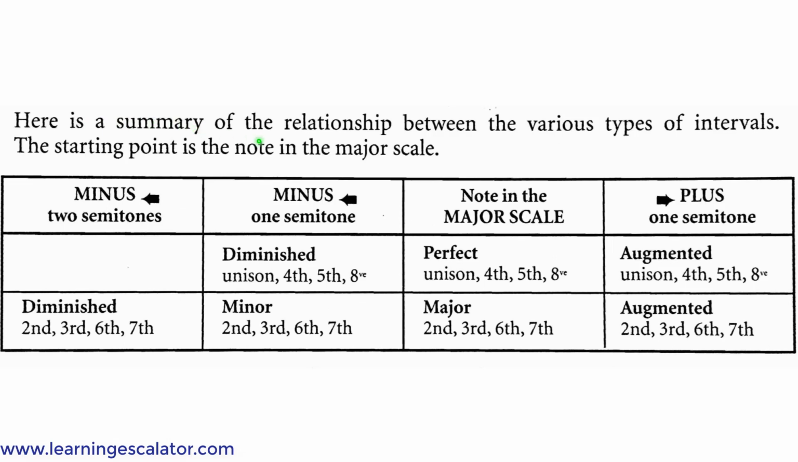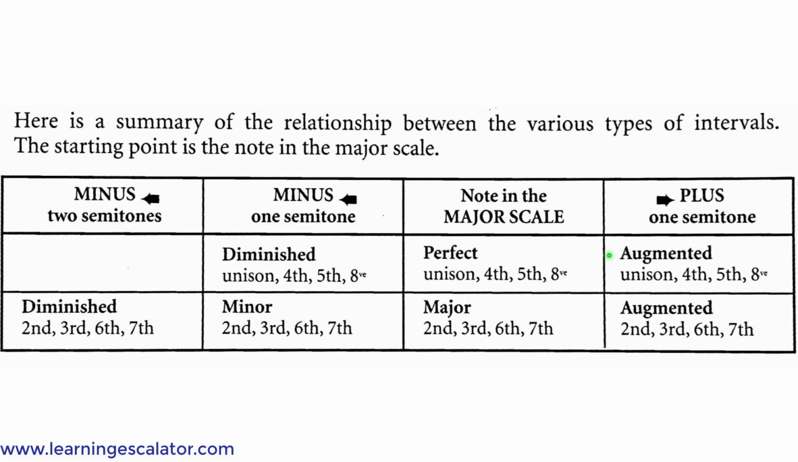Here is a summary of the relationship between the various types of intervals. The starting point is the note in the major scale. So this is the note in the major scale. So perfect is unison, fourth, fifth, and octave. And major is second, third, sixth, and seventh. And if you add 1/2 step, it becomes augmented. And if you subtract 1/2 step, it becomes diminished.